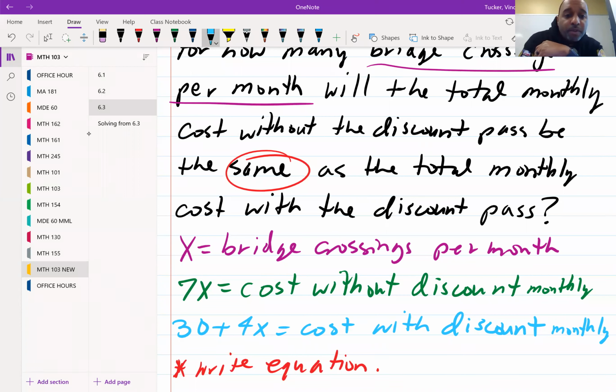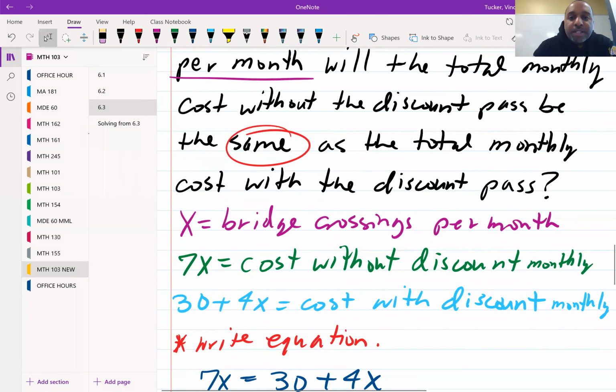So before we go any further, is it okay what we're doing here? If you want a discount, you have to pay $30 up front. And then from there, each time you cross is $4 each time. So that's why it's 30 plus 4X. If you don't do that, then you have to do 7X. Every time you cross, it's just going to be $7 a time. I keep wanting to say monthly, but all right.